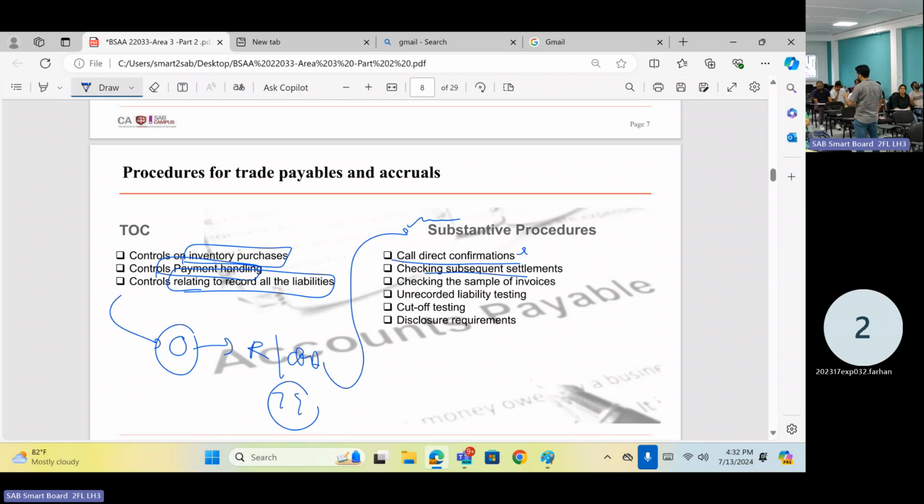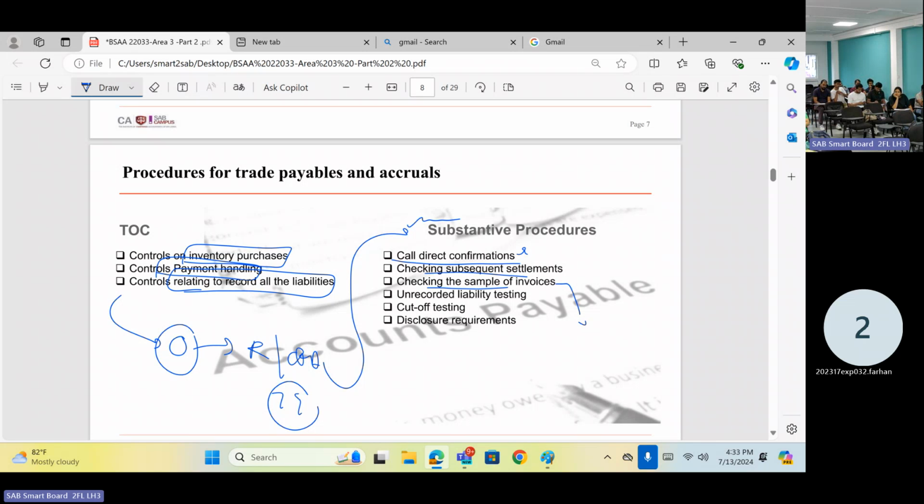The cash received. Here, cash payment. After the balance sheet date, subsequently pay the balance, right? That's a simple logic. Subsequent settlement. And then taking a sample of invoices. Yes. We can select a sample and check the invoices. Those invoices should not be paid at the year-end date.